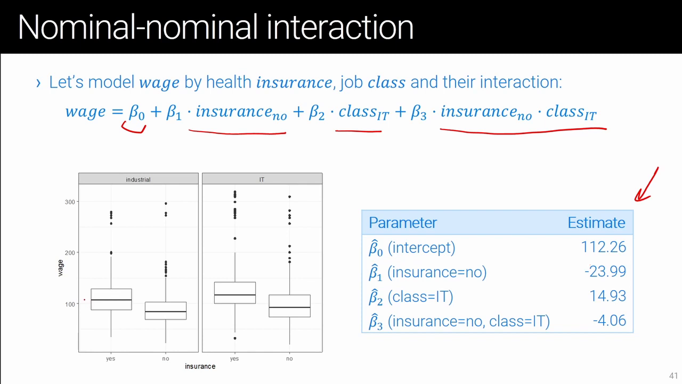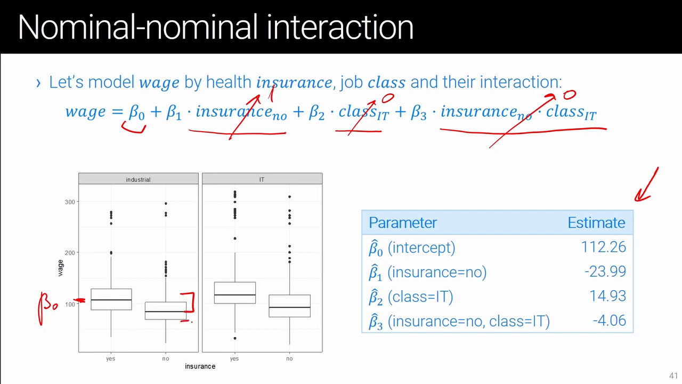So it would be actually this one over here, 112, that would be beta 0. Any other case different from this one would be a deviation from beta 0. So let's say we are still in an industrial class job and we don't have insurance, then that would be beta 1 because insurance no will be active. This would become 1 and still class IT is 0 and the interaction would still be 0. So we are in the case of beta 0 plus beta 1. What does that mean? It means we take the intercept, 112, and we subtract 24. And that would be this deviation over here.